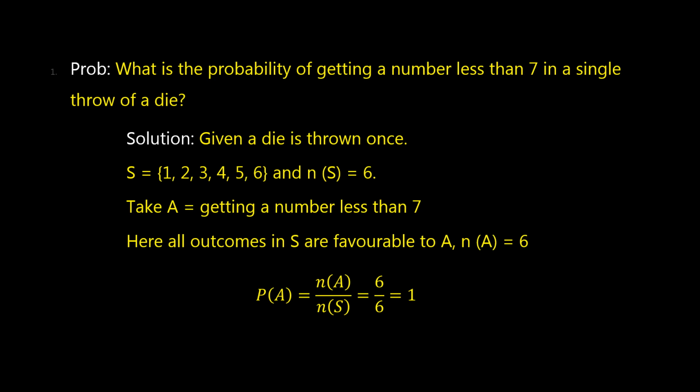Event is getting a number less than 7. Here, if you see, all the 6 numbers are less than 7. 1 is less than 7, 2 is less than 7, so on, 6 is less than 7. That's why all outcomes in S are favorable to A, no doubt at all, because all are less than 7 only. If n of A is equal to 6, from this P of A is n of A by n of S, that is 6 by 6, I'll get 1. And this is an example of a certain event or sure event, because the probability is 1.